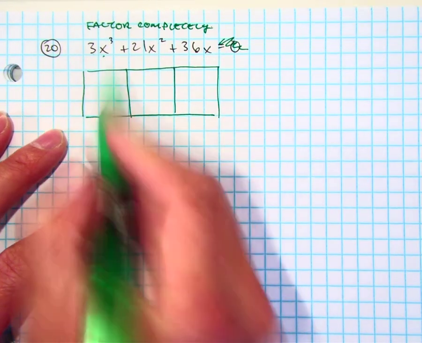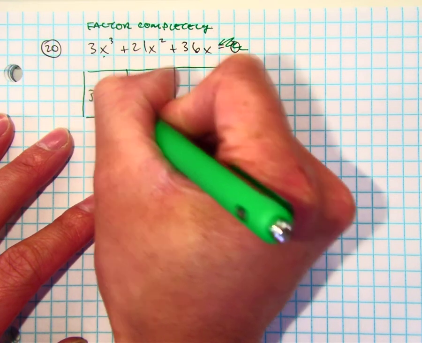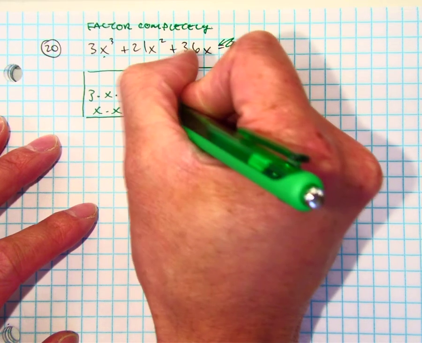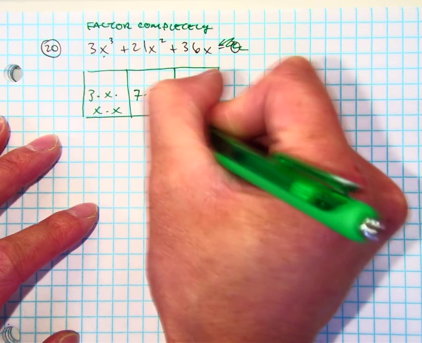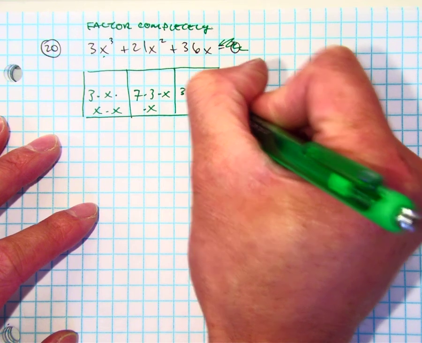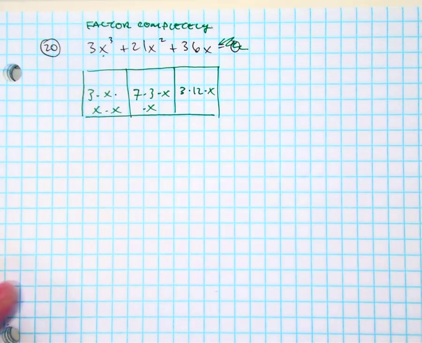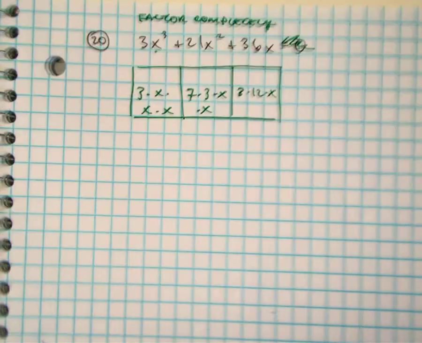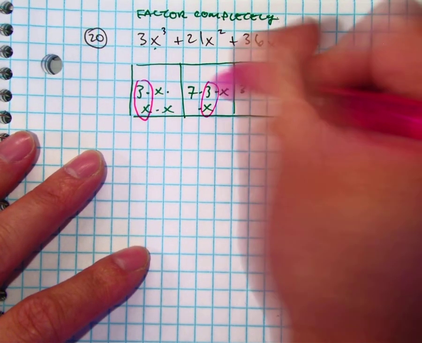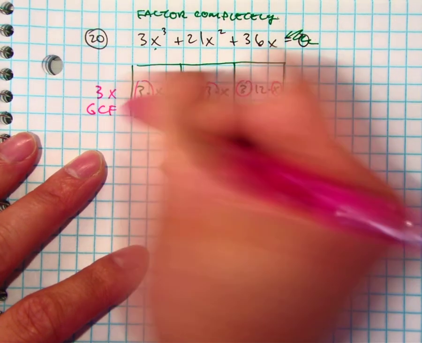And in these boxes, I'm breaking down the factors. 3 times x times x times x. And 21x squared is 7 times 3 times x times x. And 36x is going to be 3 times 12 times x. Class, what do they have in common? So if you circle something in every single one of those, that's our greatest common factor.